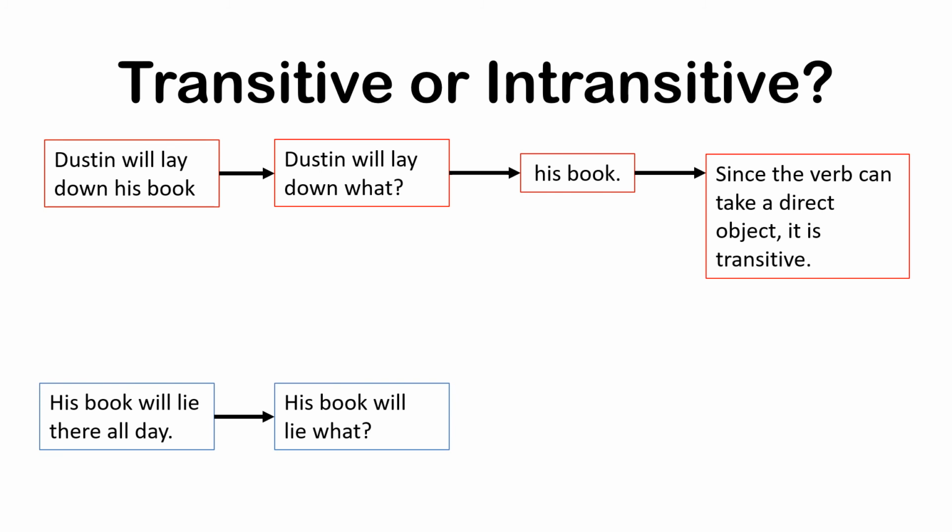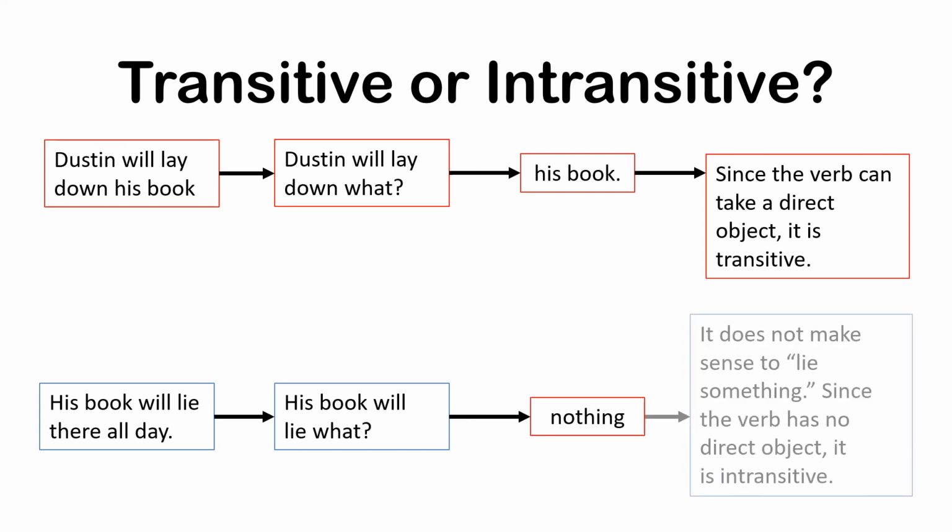While in the second sentence, his book will lie there all day. His book will lie what? Nothing. So that means it does not make sense to lie something. Since the verb has no direct object, it is intransitive.